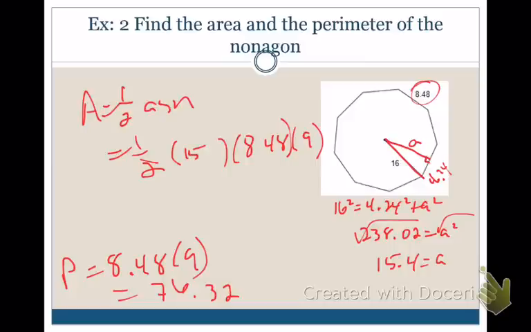So put 15.4 in here, and then we multiply out. 8.48 times 9 times 0.5, and we get 588.7 square units because it's area. Okay, so still using Pythagorean theorem to find whatever we're missing in this formula.